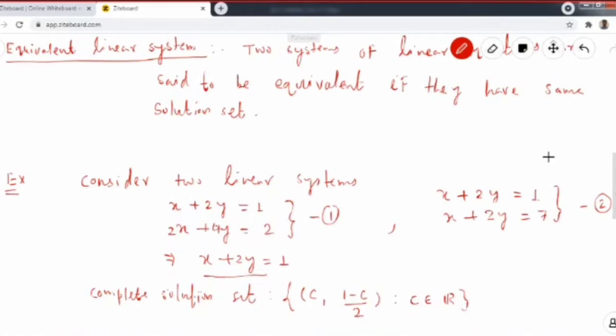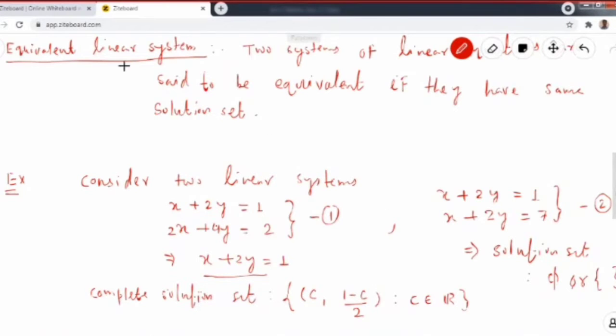Whereas if you look at the second system, you can see, and in fact you have studied this type of system, these represent two parallel lines, which are never going to intersect. Therefore the solution set for this second system is simply the empty set, phi. So a system of linear equations may have no solution, infinite solutions, or a unique solution. All these three things we have discussed here.